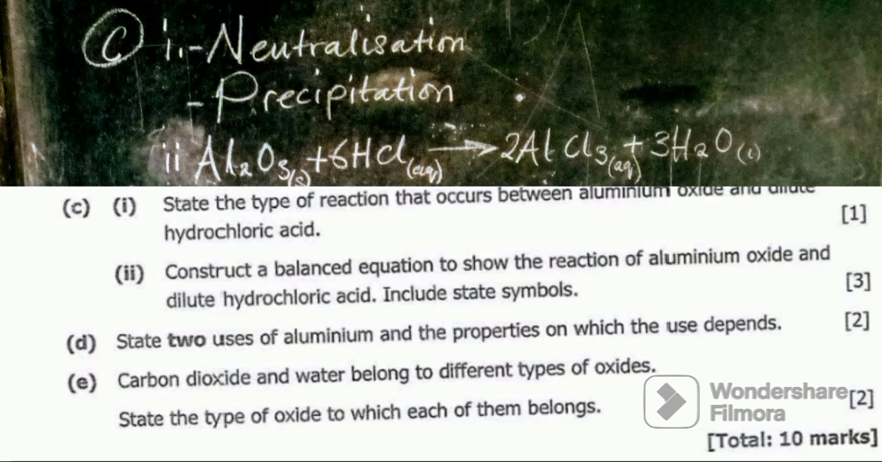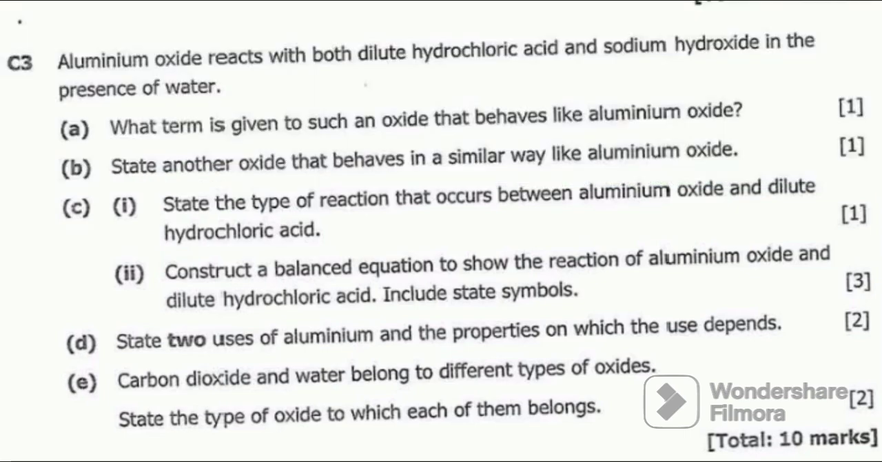D. State 2 uses of aluminium and the properties on which the use depends. Aluminium is used in the manufacturing of aeroplanes because it is less dense, or it is lighter. It is not heavy. This is why it is used in the manufacturing of aeroplanes.